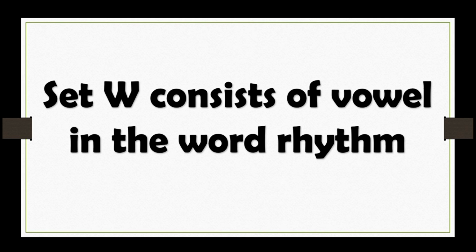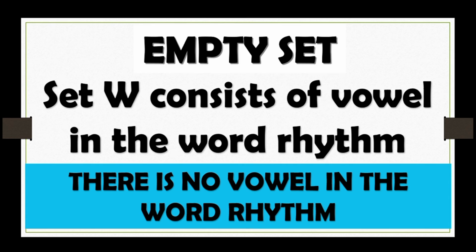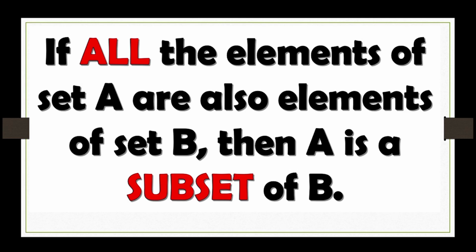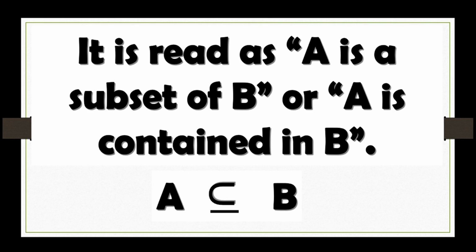Another example. Set W consists of vowels in the word rhythm. Here, there is no vowel in the word rhythm. Again, this is an empty set. And what is a subset? If all the elements of set A are also elements of set B, then A is a subset of B. The relation between set A and B can be written in symbol as this one. And it is read as A is a subset of B, or A is contained in B.